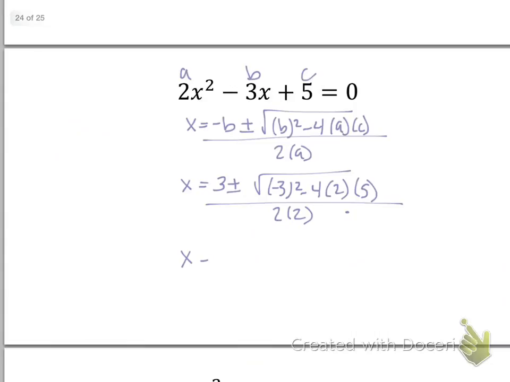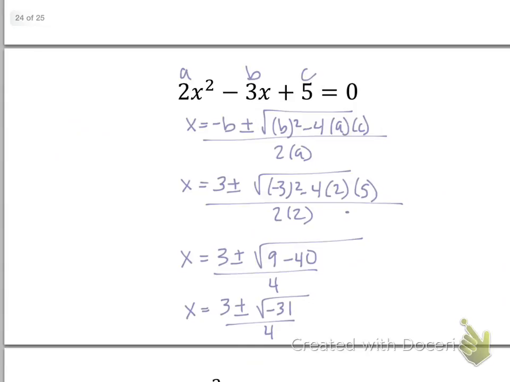I simplify underneath my radical first. Negative 3 squared is 9. 4 times 2 is 8. 8 times 5 is 40, so we got minus 40. 2 times 2 is 4. x equals 3 plus or minus the square root of 9 minus 40, which is negative 31.